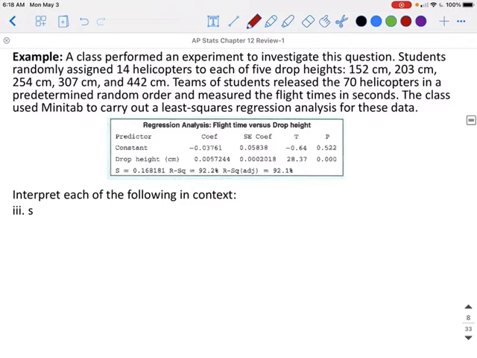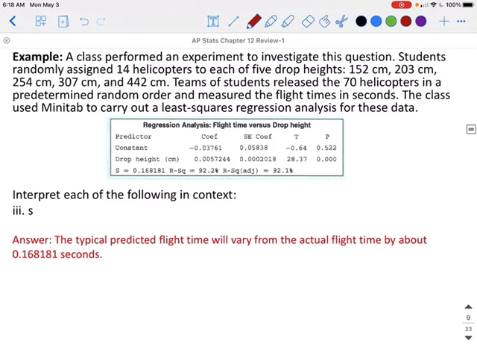Next, we're going to talk about the S value. And we can see from our table our S value. Remember, the S value tells you the typical predicted flight time will vary from the actual flight time by about 0.168181 seconds. So it's telling you on average how far off your prediction is for your Y value.